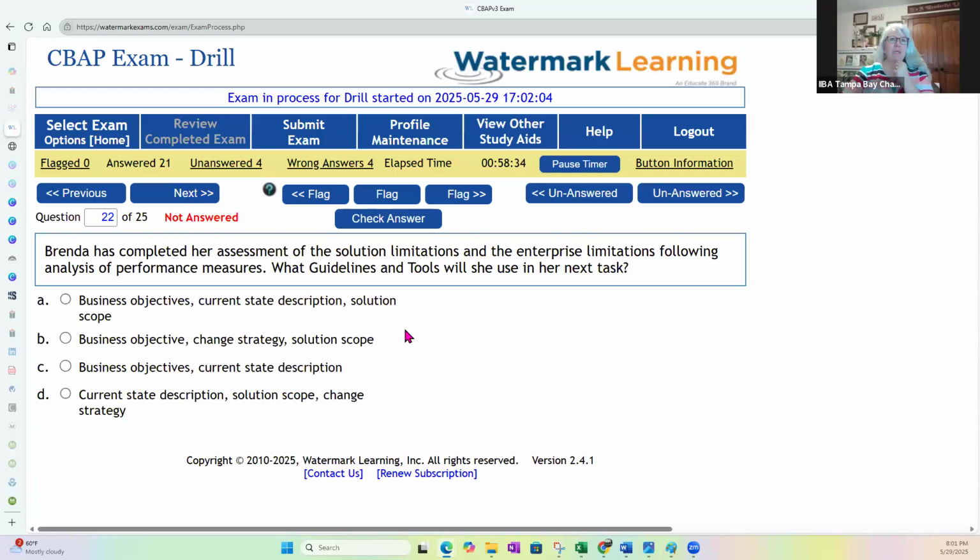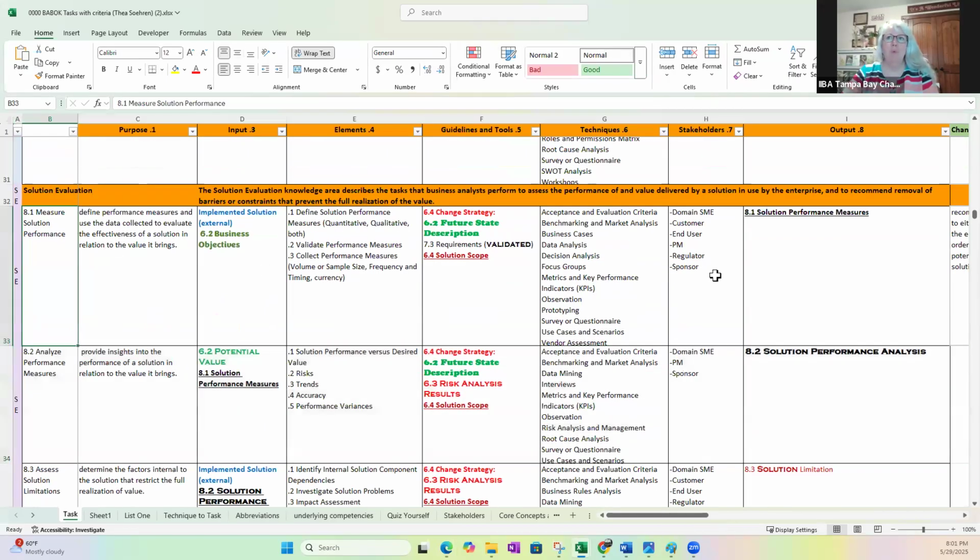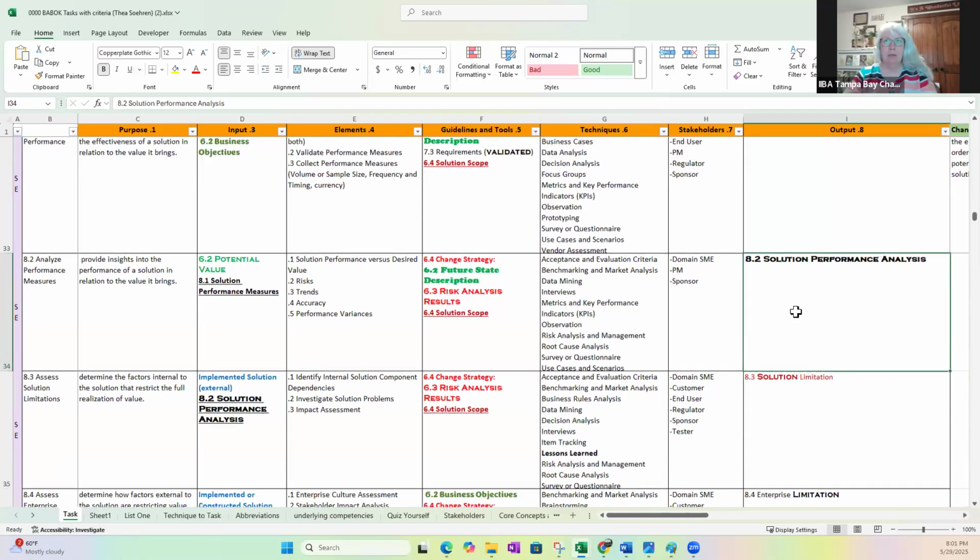Okay. Brenda has completed her assessment of the solution limitations and the enterprise limitations following analysis of performance measures. What guidelines and tools will she use in her next task? So her next task, if she's done, I've got to show you this. This is one of the reasons I like chapter 8. 8.1 turns into solution performance measures, which feeds into 8.2, analyze performance measures, which turns into solution performance analysis.